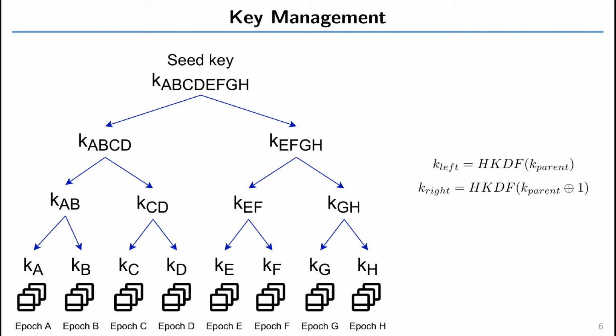An epoch in our system is just a fixed time window or interval, and in our proof of concept, this length is 10 seconds. This means that every 10 seconds the keys are rotated. And so thanks to our key tree structure, we are able to efficiently manage the keys and store them as we can derive them from upper keys. And we are also able to support key rotation.